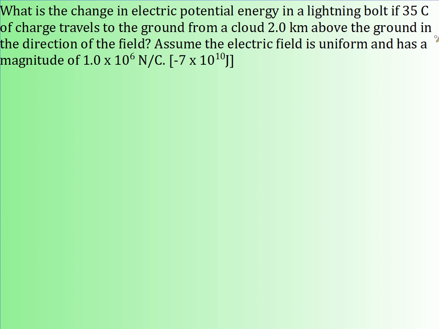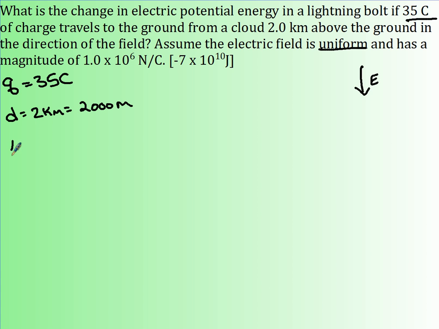Now, what is the change in electric potential energy in a lightning bolt if 35 coulombs of charge, so I know immediately that Q is 35 C, travels to the ground from a cloud 2 kilometers above the ground in the direction of the field? Okay, so what we're saying is it's moving with the field. So the E is going this way. So D is 2 kilometers, and we have to remember to convert this to meters. So this is 2,000 meters. Assume the electric field is uniform, with a magnitude of E is 1.0 times 10 to the 6 newtons per coulomb.